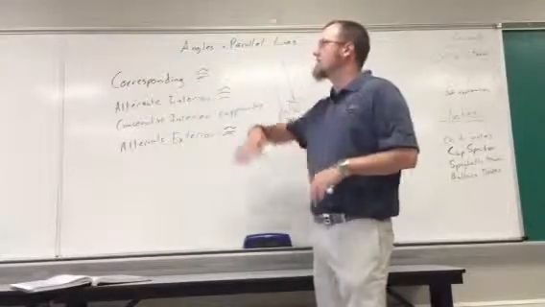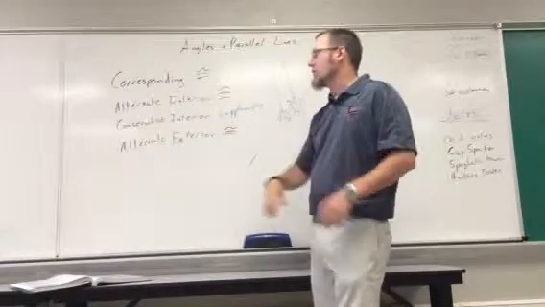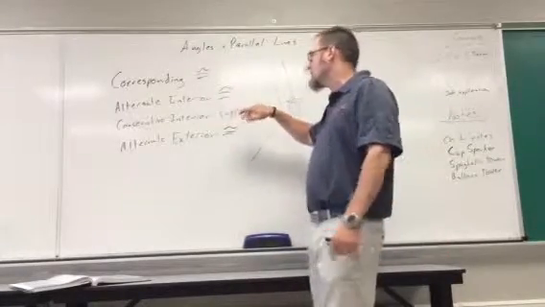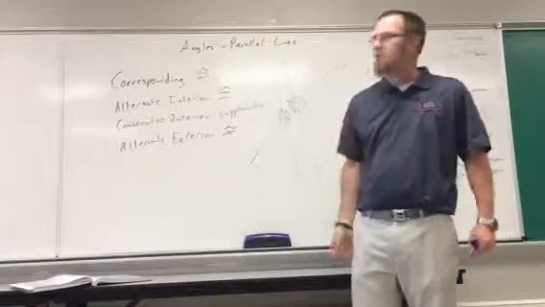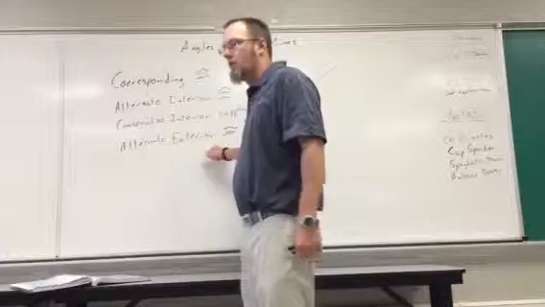So just understand, the corresponding angles are congruent. The alternate interior angles are congruent. The consecutive interior angles are supplementary. They add up to 180. And the alternate exterior angles are congruent.